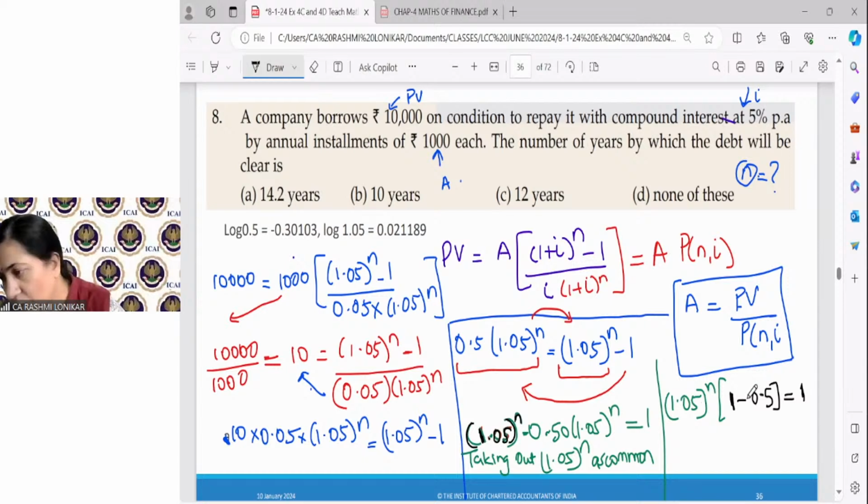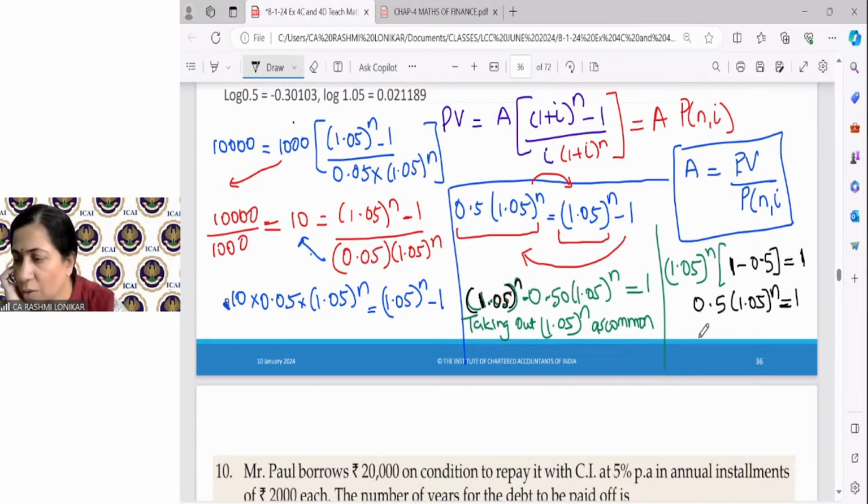Okay, understood? Now what will this be? This is simply 0.5. So 0.5 into 1.05 raised to n is equal to 1. So this will become 1.05 raised to n is equal to 1 upon 0.5. How much is 1 upon 0.5? It is 2.